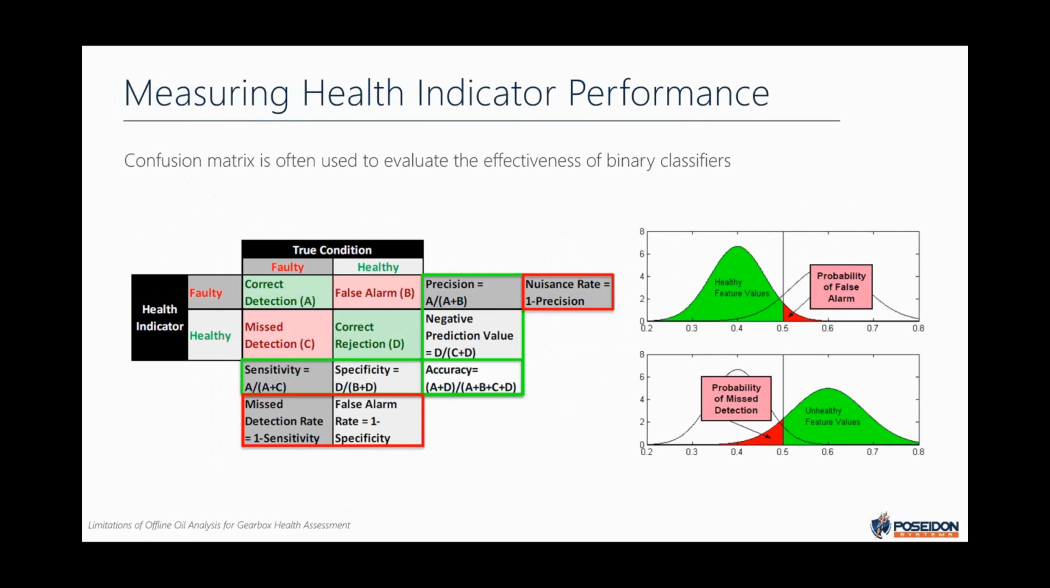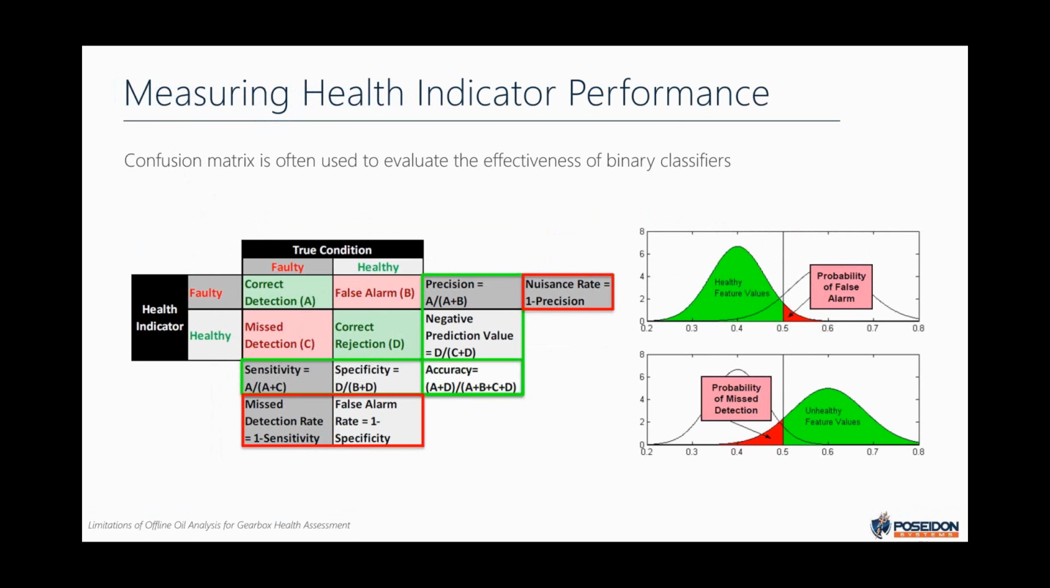Essentially, what we're going to do is look at the areas highlighted in red, as those are the typical areas that give people headaches. At the bottom left, we see the misdetection rate, which is the percentage of faulty turbines that were identified as healthy. Next to that, there's the false alarm rate, which is the percentage of healthy turbines that were identified as faulty. Next is the nuisance rate, which is the percentage of fault indications that are actually healthy.